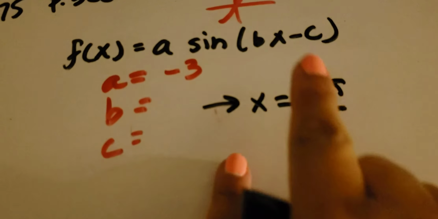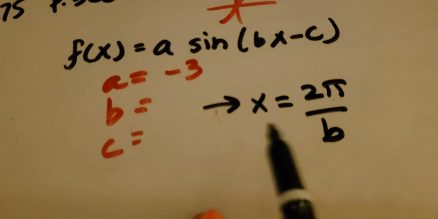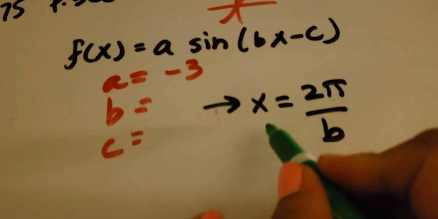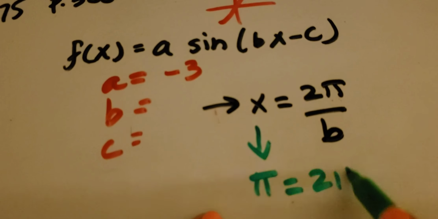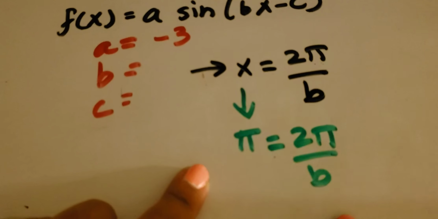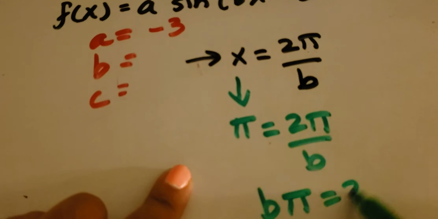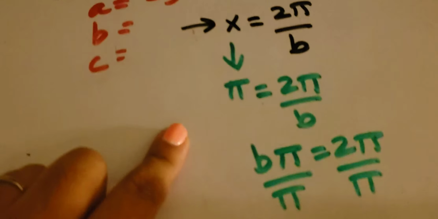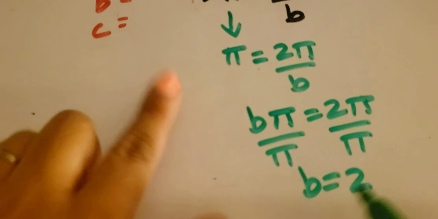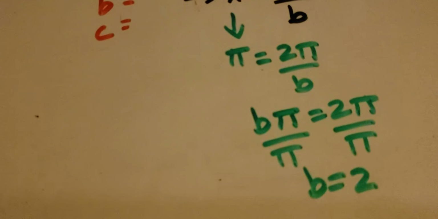That's 2 cycles. Half of that is pi, and that's a full cycle. So what I'm going to replace x with is pi, because that'll be 1 full cycle. So this would be 2 pi over b. Now I'm just going to solve for b. So this is going to be b times pi equals 2 pi, divided by pi, and then b equals 2. Okay, so my b value should be 2.